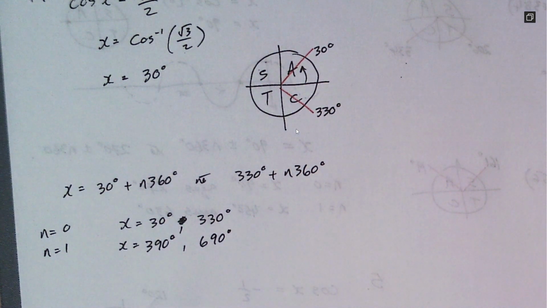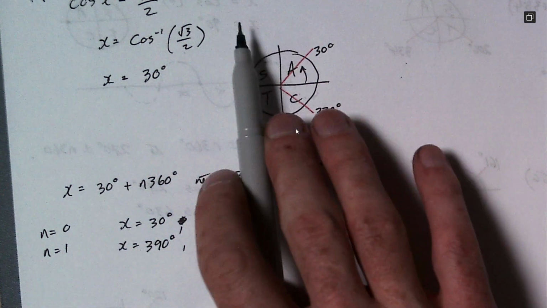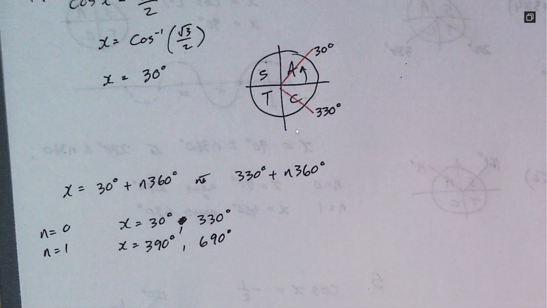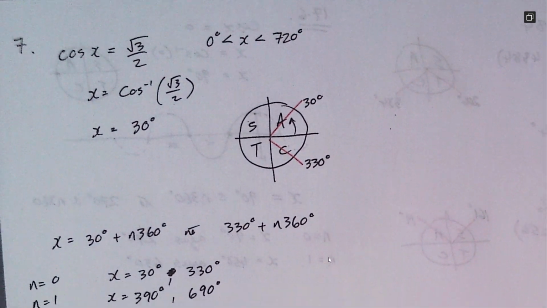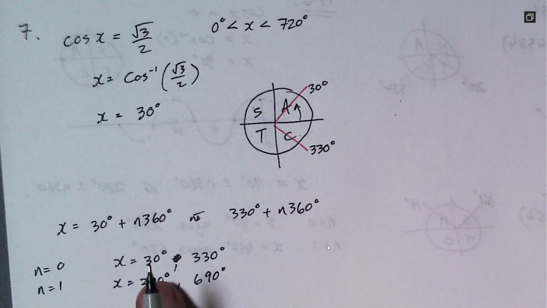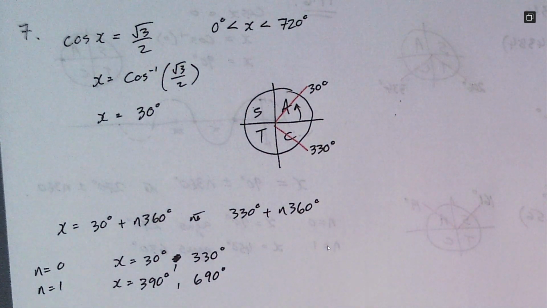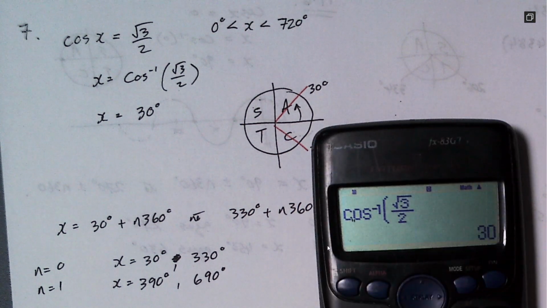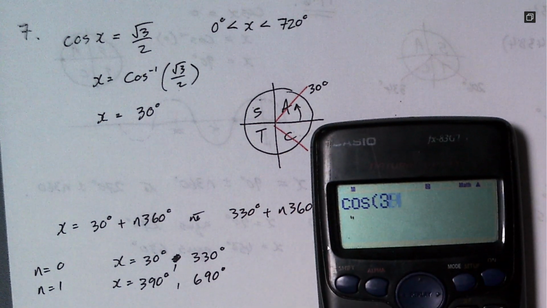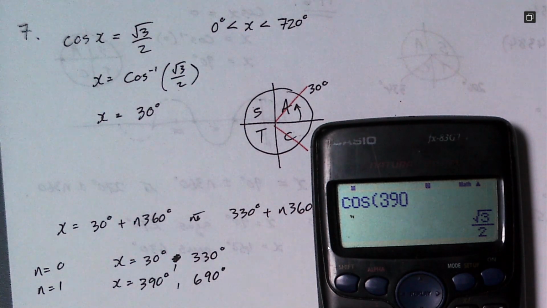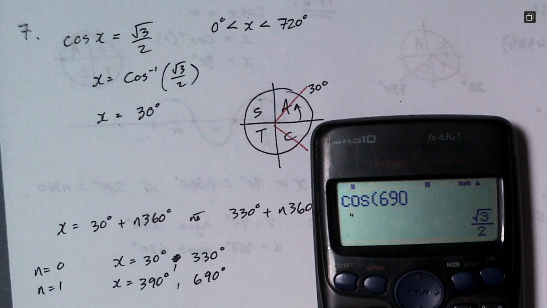So we're way over the range 0 to 720. So there are your solutions for x: 30, 330, 390 and 690. You can check it with the calculator: cos 390 gives the square root of 3 over 2, and cos 690 gives the square root of 3 over 2.